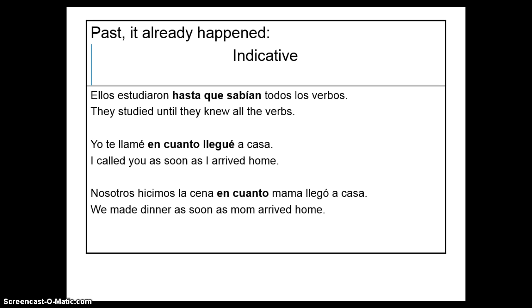Yo te llamé en cuanto llegué a casa. I called you as soon as I arrived home. Well, I already called you when I arrived home, and they're both in the past, therefore you can use the indicative. Another example, nosotros hicimos la cena en cuanto mamá llegó a casa. We made dinner as soon as mom arrived home. Both actions occurred in the past. There is no uncertainty about that.